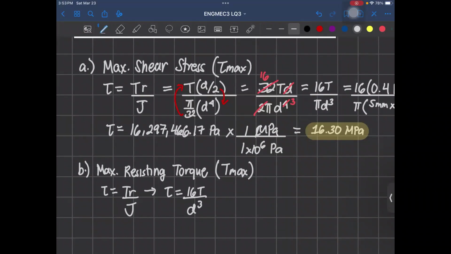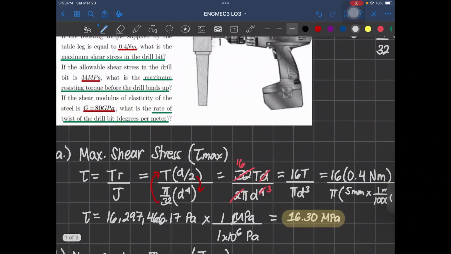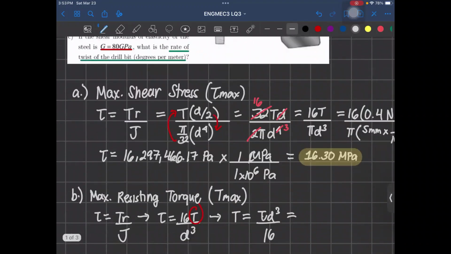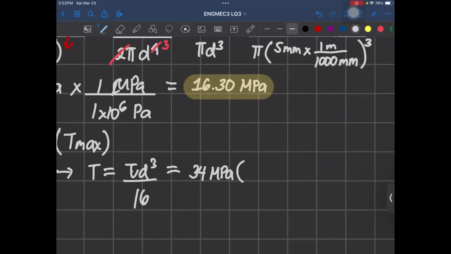Then let's look for the value of T. So we're looking for the value of T, since that's what we want to maximize. So this would be T is equal to tau times d cubed over 16. So we're given an allowable shear stress of 34 megapascals. So it's here in the problem. 34 megapascals times the diameter, which is 5.